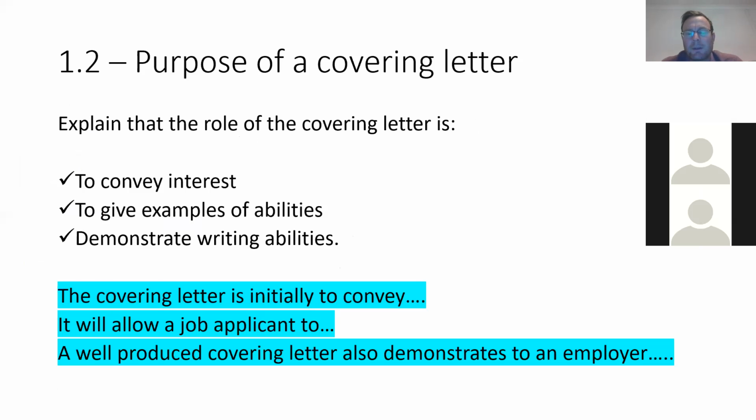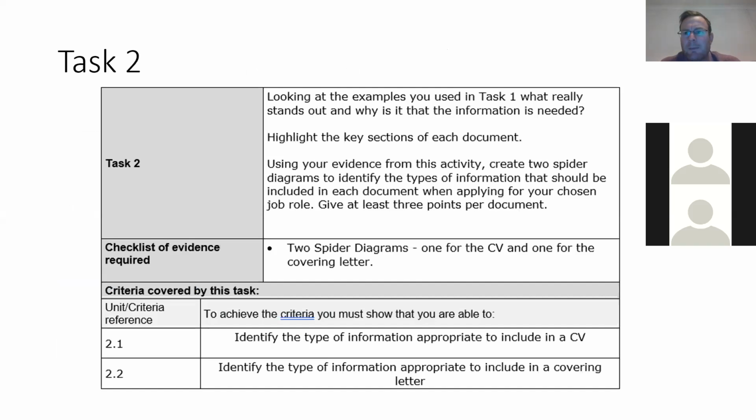So we finished talking about the purpose of a covering letter. So you've got those three purposes. So it's about conveying your interest, giving your abilities, your background, your current role, and also just showing you can write. So we kind of had those nice lead-in phrases there. So we're now moving on to task 2, which is identifying the type of information appropriate to include in a CV, and identify the type of information appropriate to include in a covering letter.